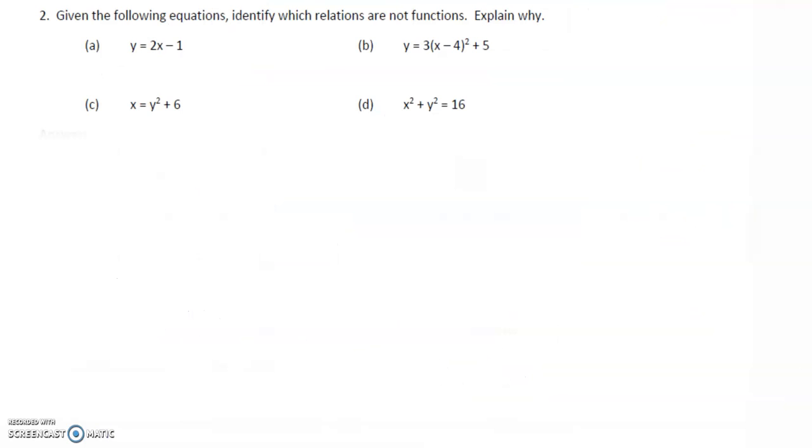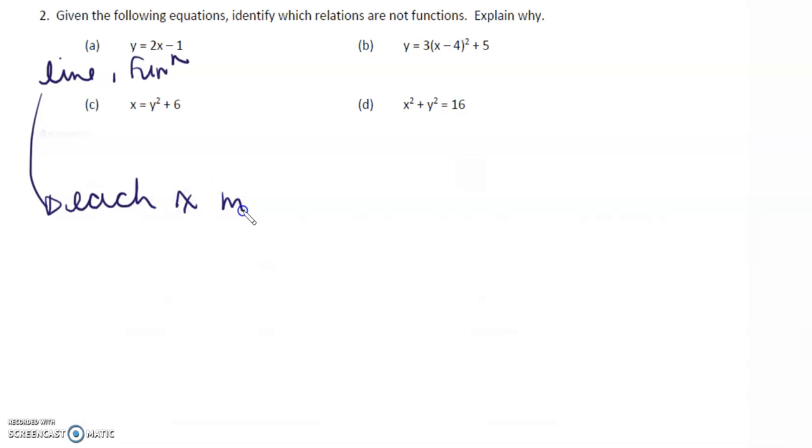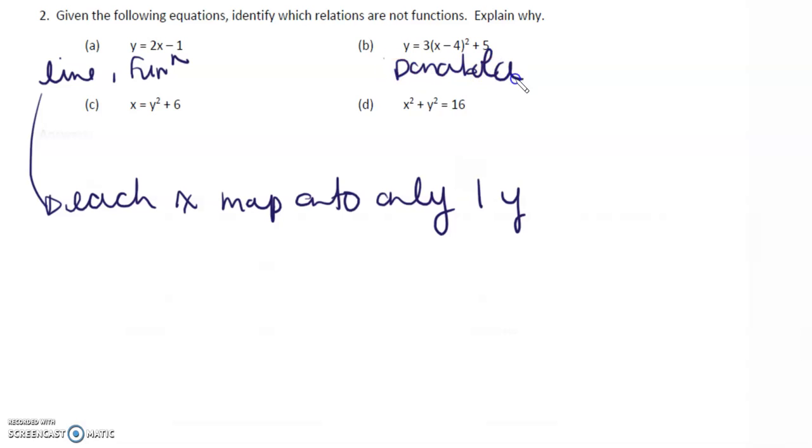Okay, number 2, given the following equations, identify which relations are functions and explain why. Okay, so A is a line, right? y equals mx plus b, so therefore it's a function. Okay, if you want to explain this, we can say each x maps onto only one y. Okay, B is a parabola. Same explanation.